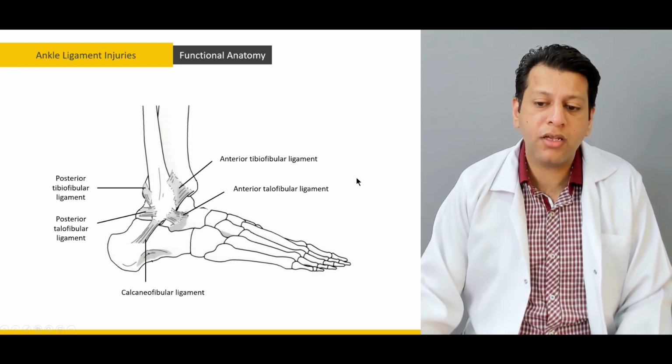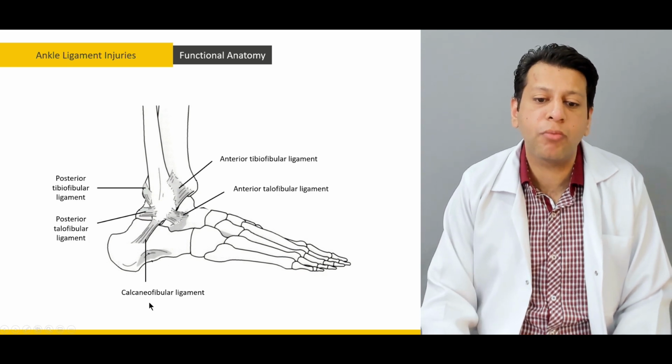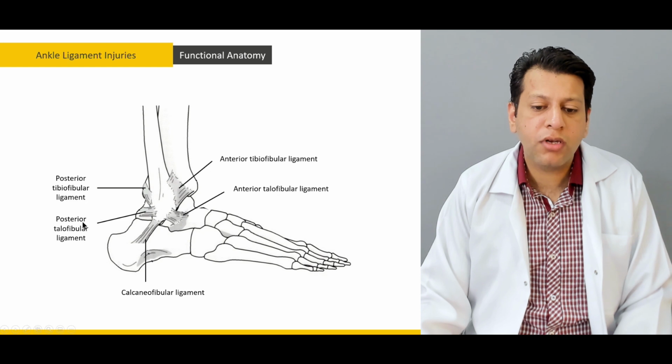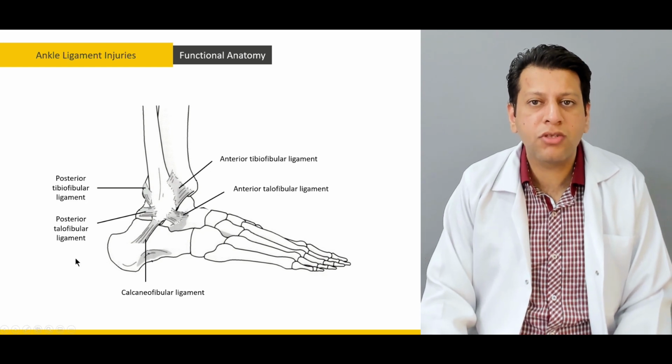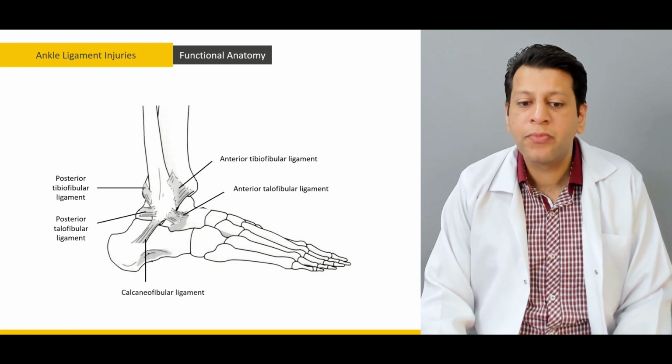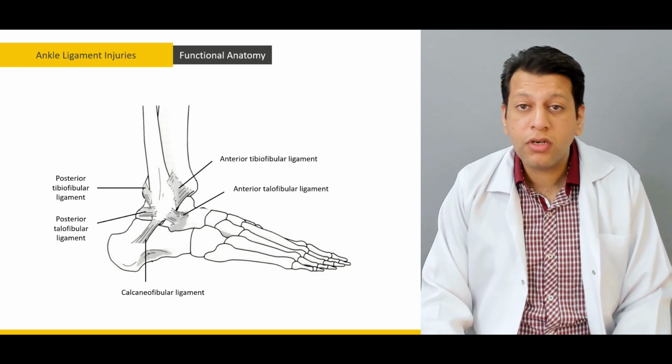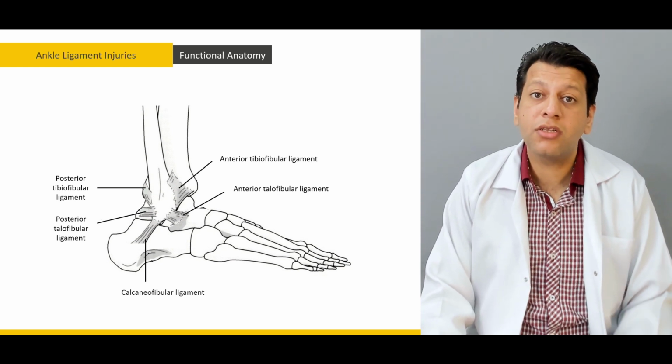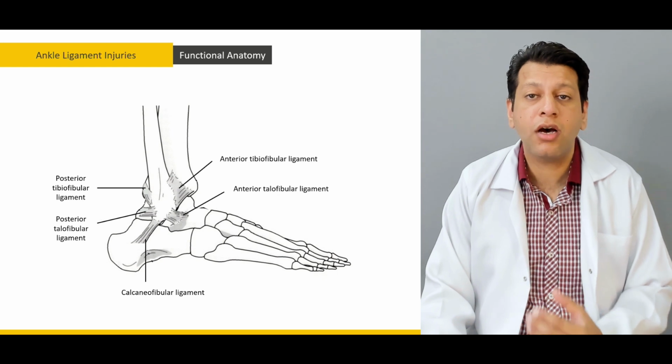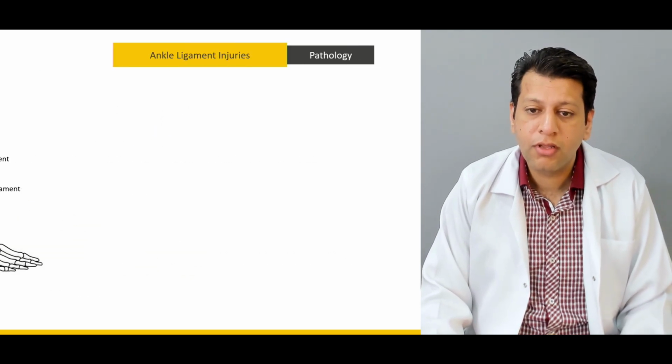Most commonly injured is the anterior talofibular, and then less frequently the calcaneofibular. Usually, the posterior talofibular is a strong ligament. It is not injured in low ankle sprains. The anterior inferior and posterior inferior tibiofibular ligaments are actually injured in syndesmotic injuries or in high ankle sprains.